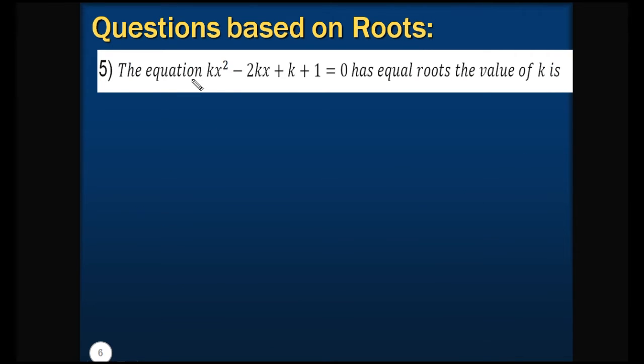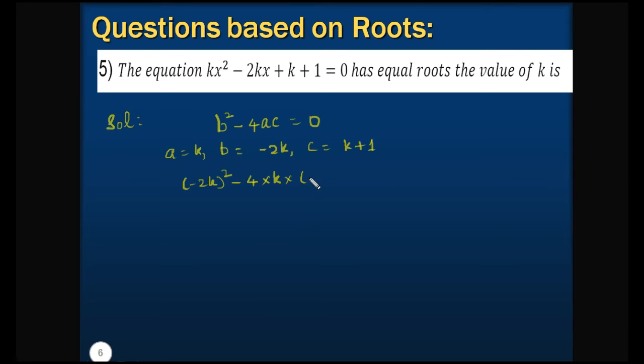The equation kx square minus 2kx plus k plus 1 is equal to 0 has equal roots. The value of k is. In order to find the k value, it's given that the roots are equal. That means the discriminant value is 0, right? So b square minus 4ac is equal to 0. First, let us find this value. Here a is equal to k, b is equal to minus 2k and c is k plus 1. Let us substitute these values in this. So it is minus 2k whole square minus 4 into a, which is k, into k plus 1.